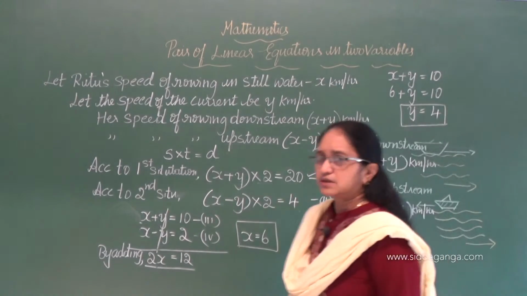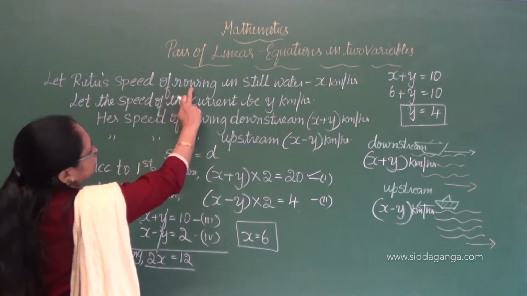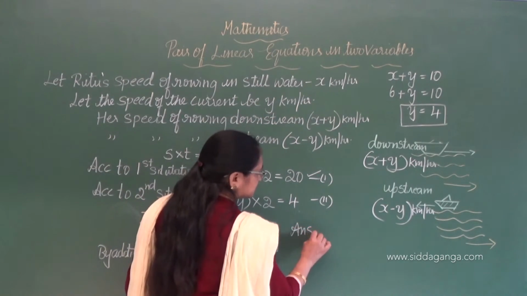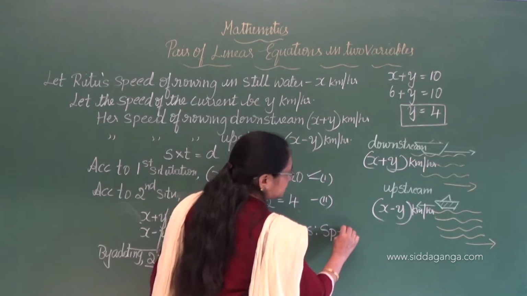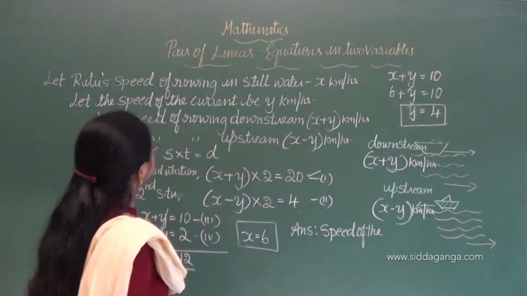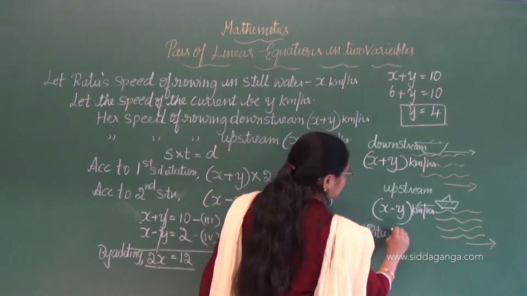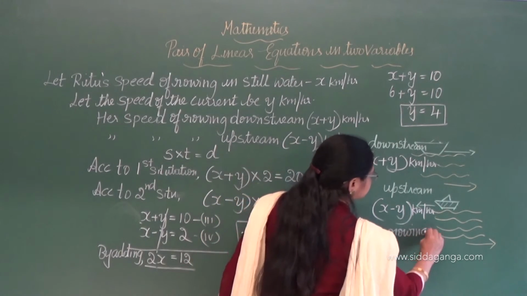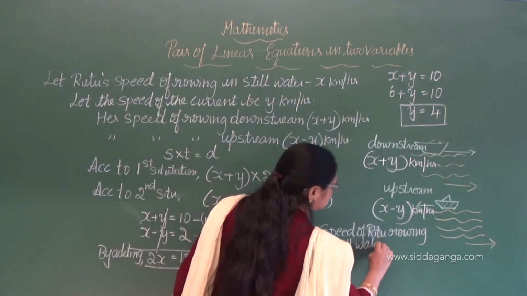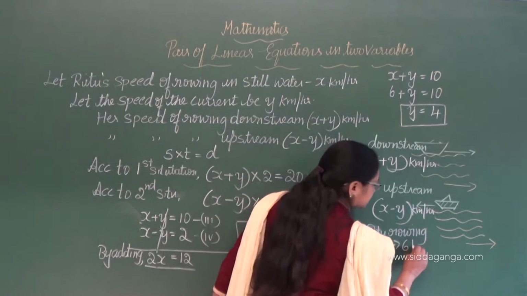Then what is the question they have asked? They have asked, what is the speed of Ritu rowing in still water? Then what is the answer? So the answer is, you have to write the conclusion: the speed of Ritu rowing in still water is how much? x, that is 6 kilometer per hour.